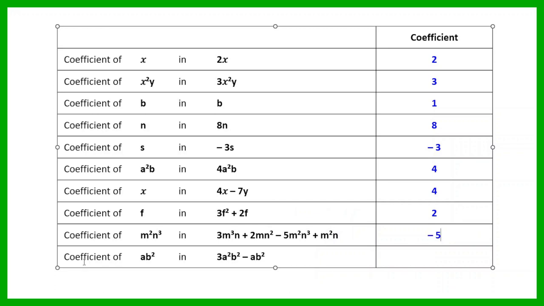And then the last one, the coefficient of ab squared. A squared b squared isn't right because the a has the wrong exponent. I'm looking at this one over here. So my term is negative ab squared. Okay, now just like in this one that we had over there, where there was no number in front, no visible coefficient, it was going to be a 1. Now in this case, it's negative, so it's going to be negative 1. Okay, so that's what you should have for all of the coefficients in that table.